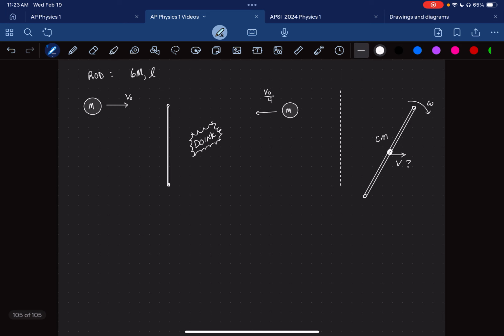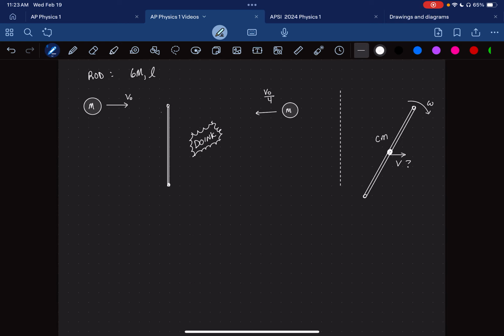Cool, and then let's just finish this up. Okay, this is the last one. We have a ball of mass m, with a velocity V naught, going towards the top of a rod that's just floating around in space. It's not on a fixed axis of any kind. The rod has a mass 6m and the length of it is L. And again, it's going to collide with it. So that kind of separates our two pictures. Here's one picture and here's the other picture.